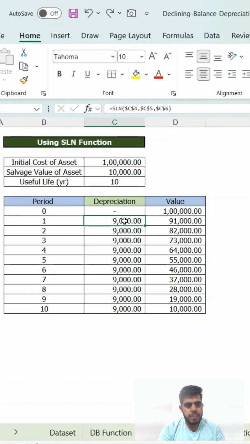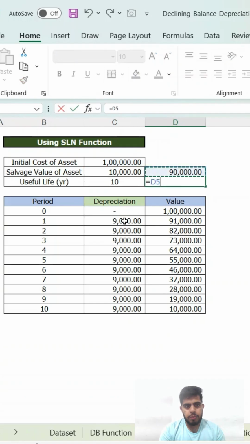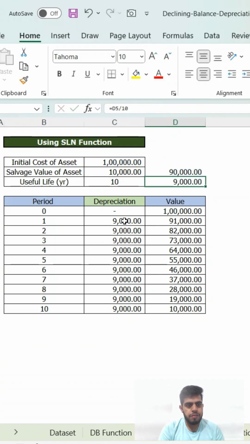And coming to the next formula, SLN, that is the straight line method, where we compute our depreciation amount as cost minus our salvage value, and we just divide by 10, that is nothing but our useful life, and in the same way we get our depreciation.